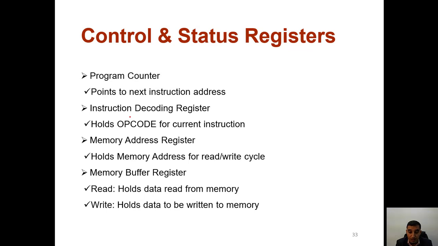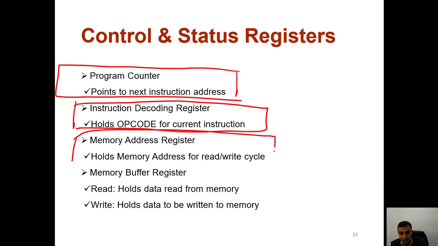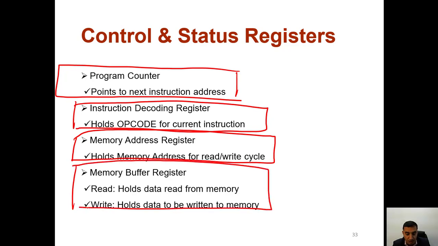Now, the program counter points to the next instruction to be executed. This one you have to remember. The instruction decoder holds the current instruction which is being executed. The memory address register holds the address for read or write. The memory buffer register holds the data which is read from the memory, or the data which is going to be written to the memory.